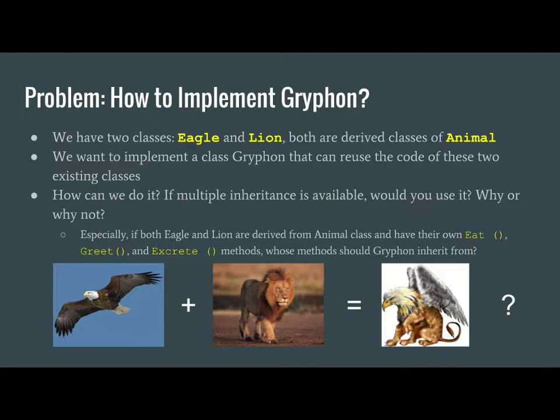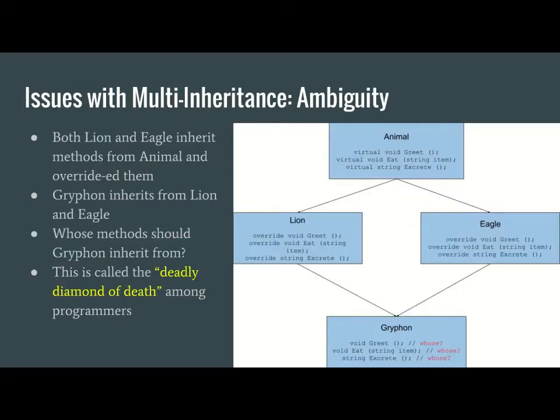Especially if both eagle and lion are derived from animal, they both have greet and eat methods. And then we want our Griffin to inherit from both eagle and lion. Does that work? If we inherit from both of them, whose method should we inherit from? This is the problem of multiple inheritance, that we cannot deal with it. This is called the deadly diamond of death.